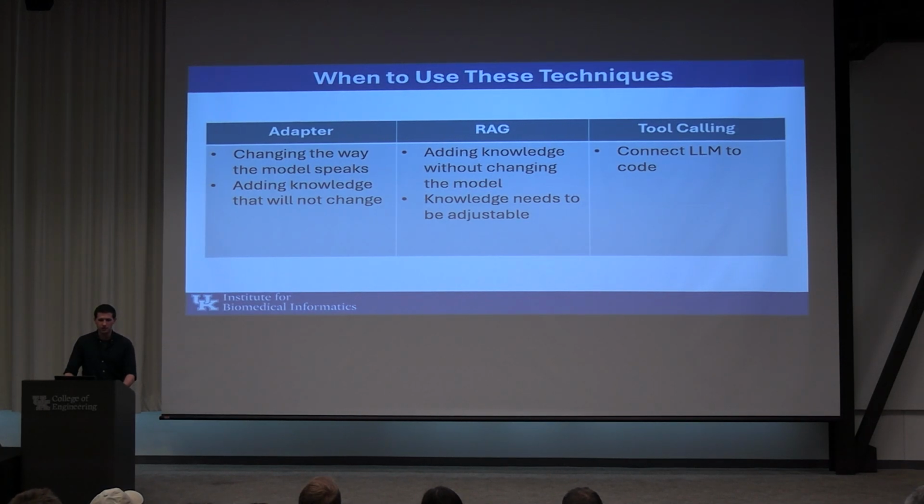If you want to add information that is changing, information that doesn't have to exist in the model, you don't have to change the model in any way. You can just add a standing set of information for the model to be able to look at. That's when you need to use RAG. And then tool calling is when you want to connect an LLM to code.